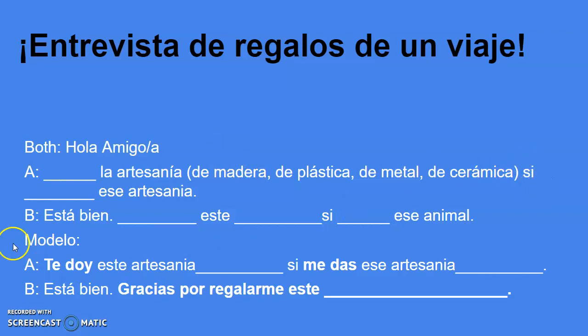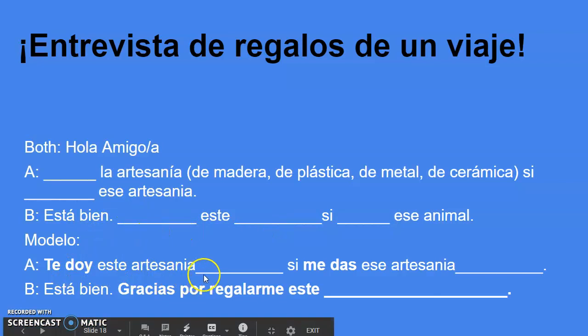You would say, te doy la artesanía de madera a ti. And then you would answer and say, oh, that's great. You gave me this artesanía. So anyway, if we were in class, we would practice, te doy esta artesanía de madera. Si me das esa artesanía. Está bien, gracias por regalarme. Thanks for gifting me this. And we would practice all of those words.